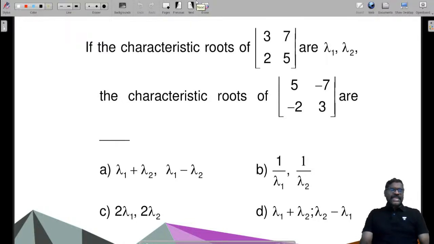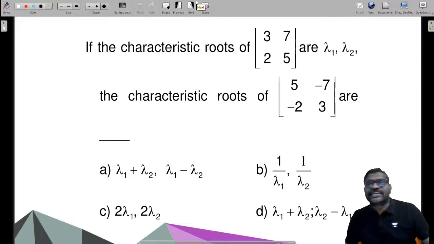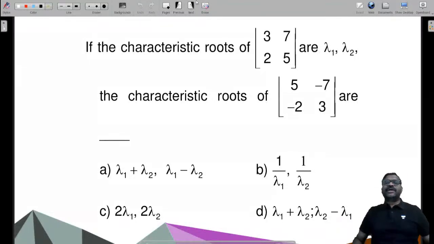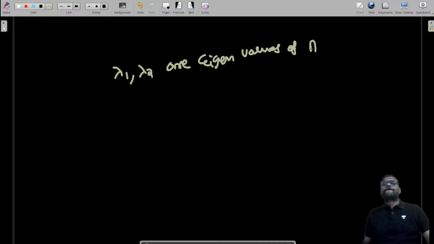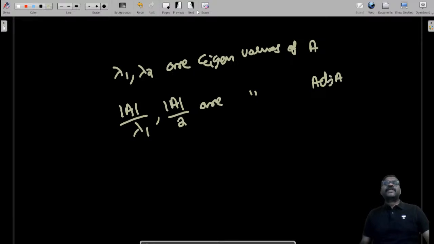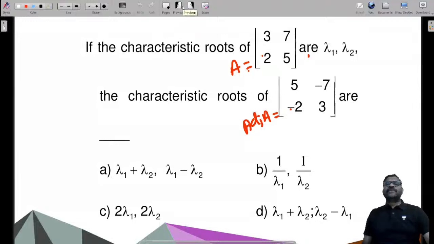If the characteristic roots of the matrix 3, 7, 2, 5 are lambda 1, lambda 2, then what are the characteristic roots of the matrix 5, minus 7, minus 2, 3? Observe here, this is A. This is nothing but the adjoint of A. We have a property: if lambda 1, lambda 2 are eigenvalues of A, then det A by lambda 1, det A by lambda 2 are eigenvalues of adjoint A.